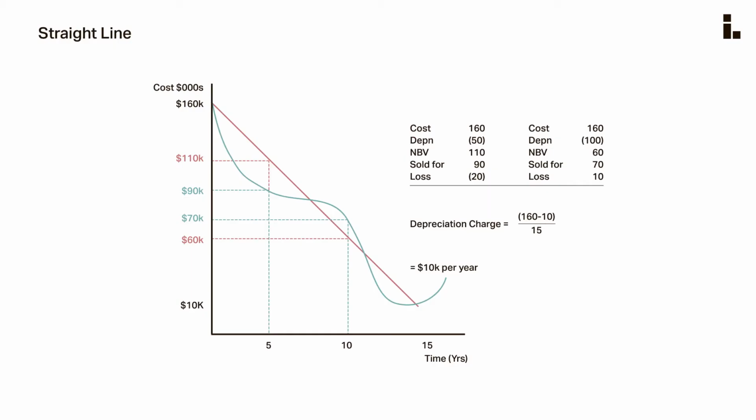Now let's look at an example. Imagine you have a new company digger, let's say a $160,000 Caterpillar. Nice digger. You're going to drive it around mining sites for 15 years, and in 15 years' time you plan to sell it for $10,000. The annual depreciation charge will be the cost, $160,000, less the residual value $10,000 divided by its useful economic life, 10 years, which works out at $10,000 per year.